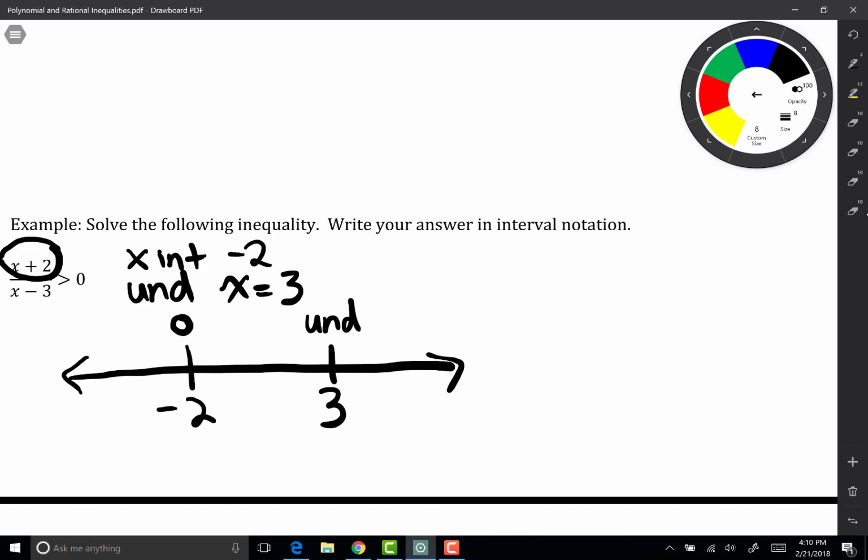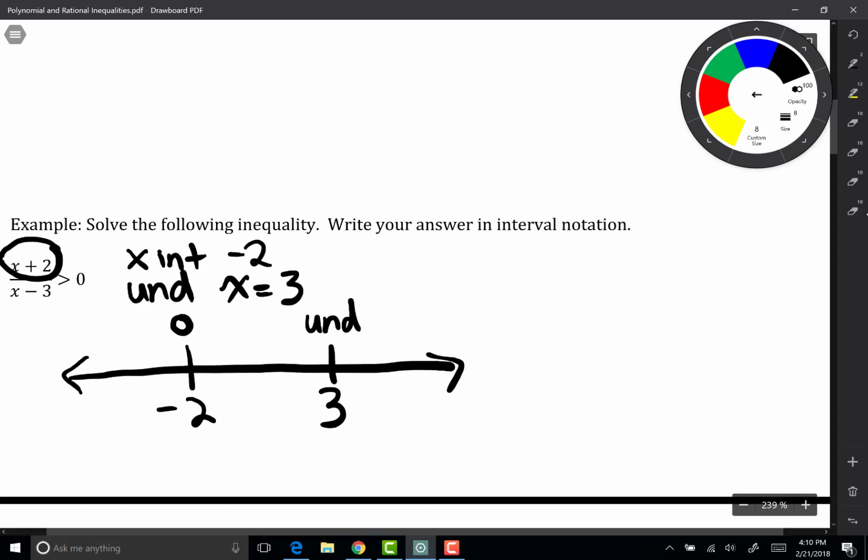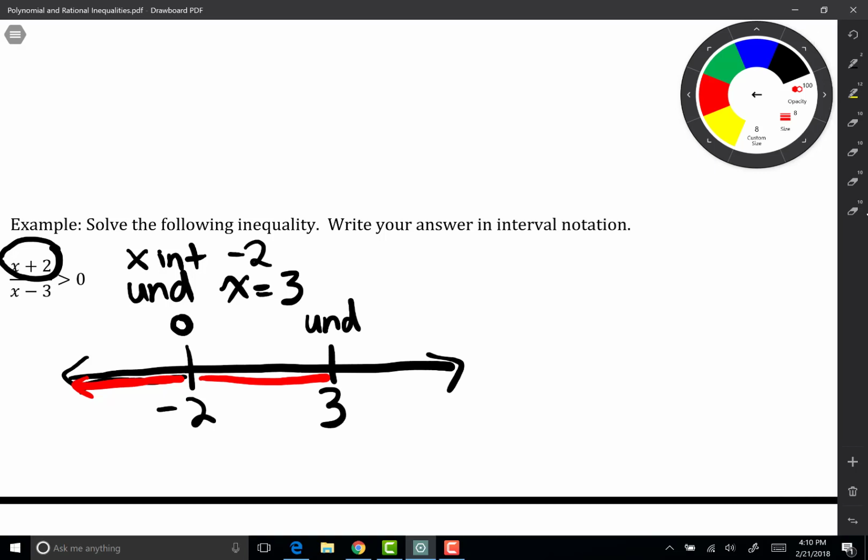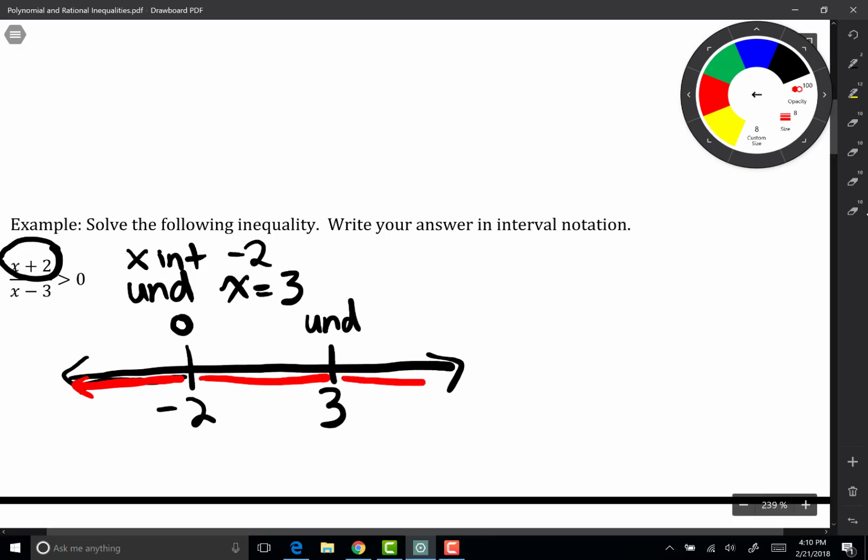So now, just like before, I'm going to pick test points to plug in. So this was broken up into 3 intervals. I have this interval here, which was from -infinity up to -2. Then I have this interval here in between, which is -2 to 3. Then I have this interval here, which is from 3 to infinity.